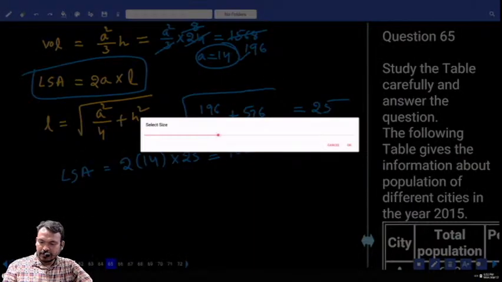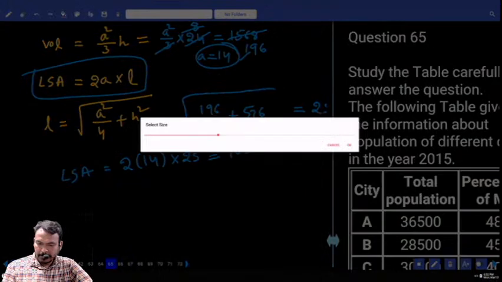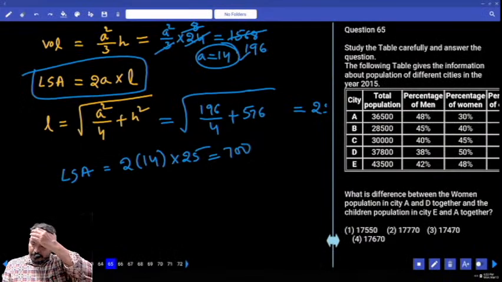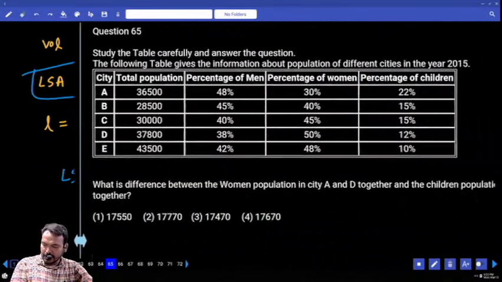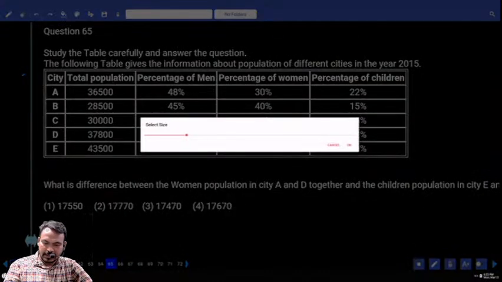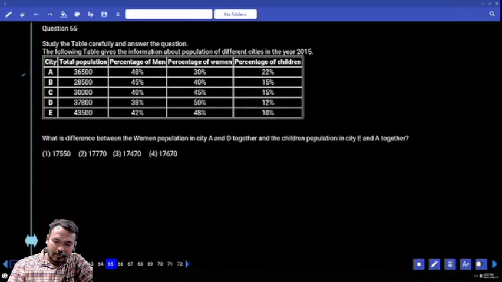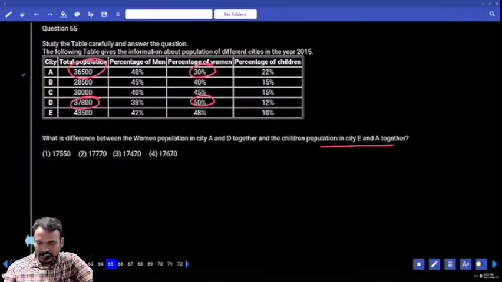Next question number 65. What is the difference between the women population in city A and D together and the children population in city E and A together? Okay. Women population in city A and D together. What is the women value in city A? 30% of 36,500. Next, in D, 50% out of 37,800. Next, children population in city E and A together.